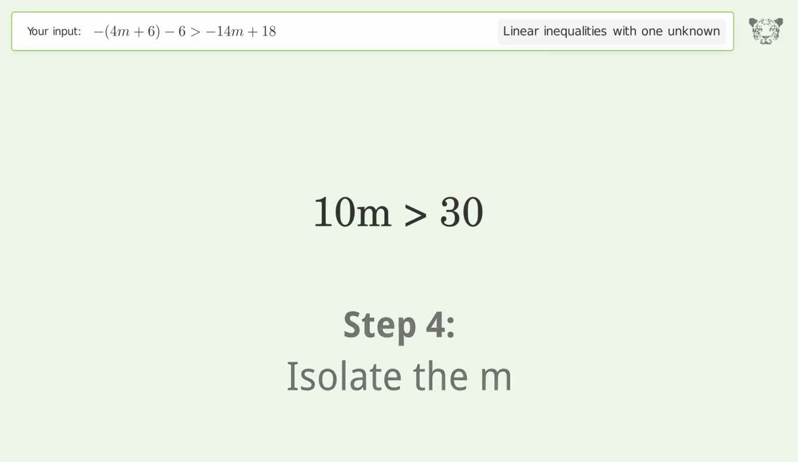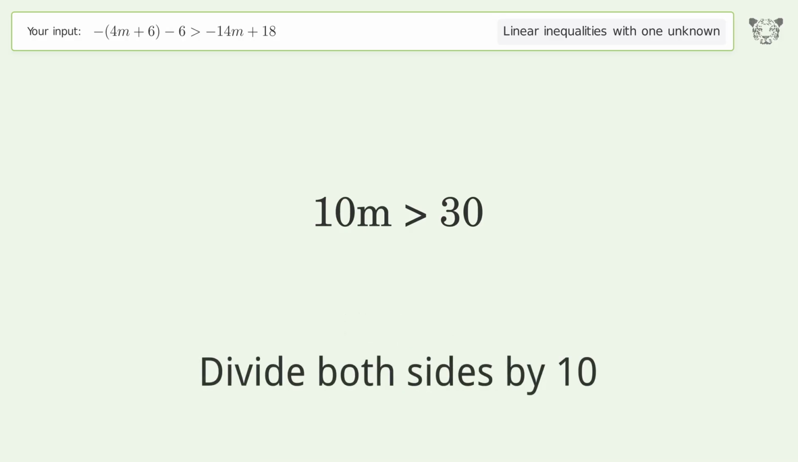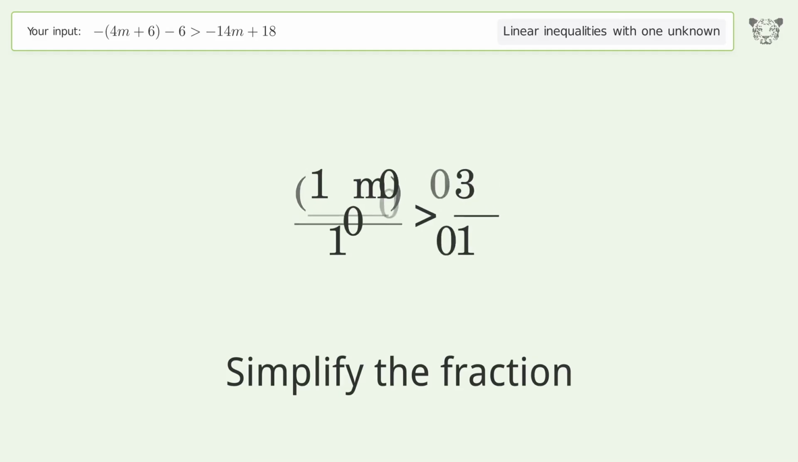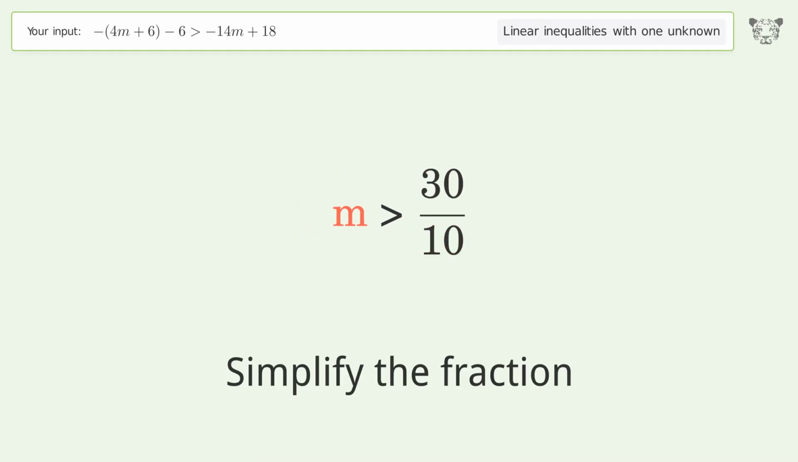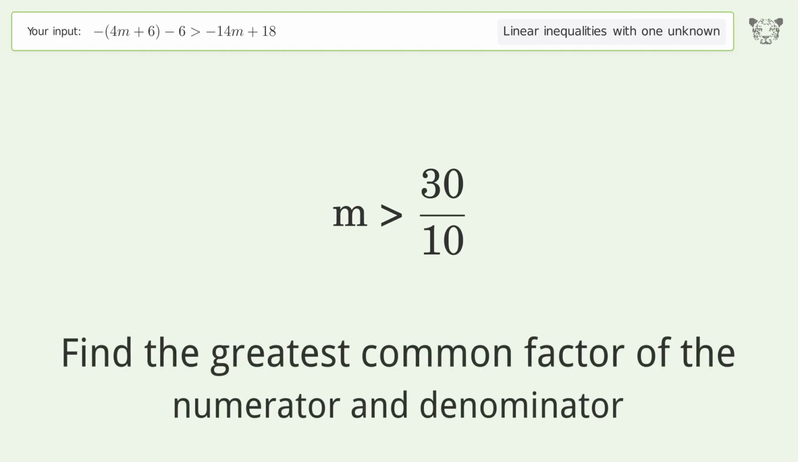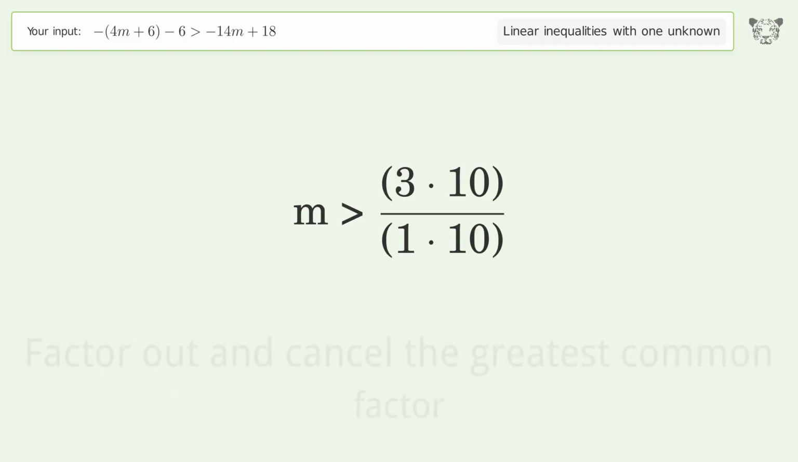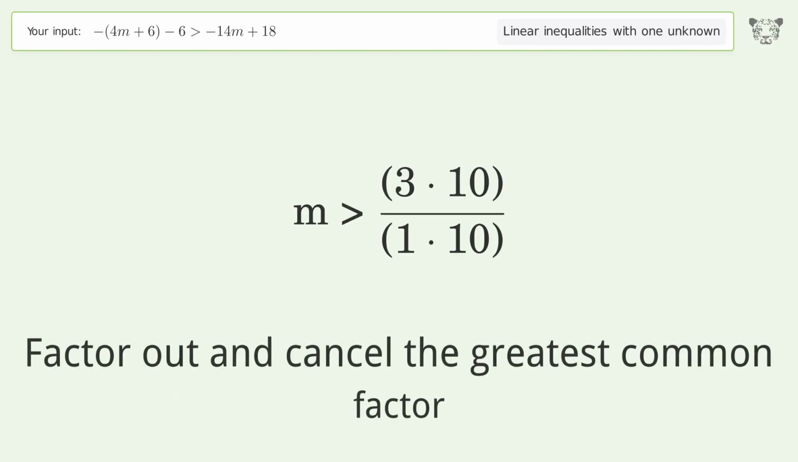Isolate the m. Divide both sides by 10. Simplify the fraction. Find the greatest common factor of the numerator and denominator. Factor out and cancel the greatest common factor.